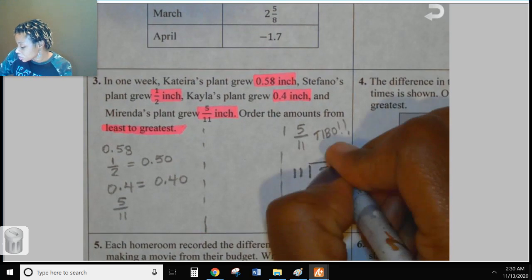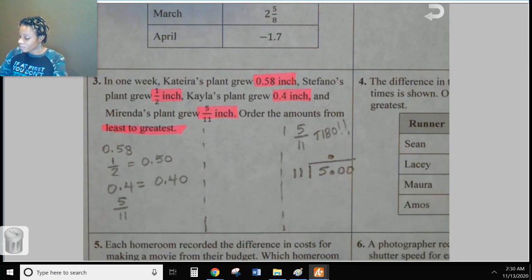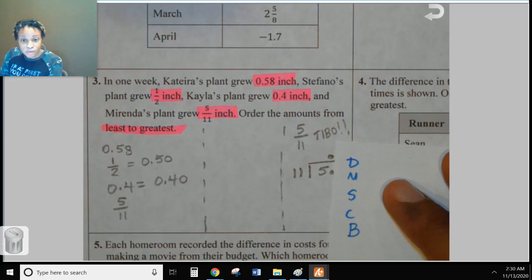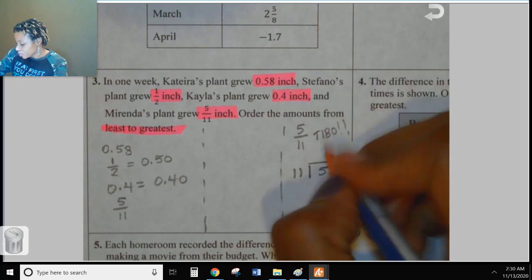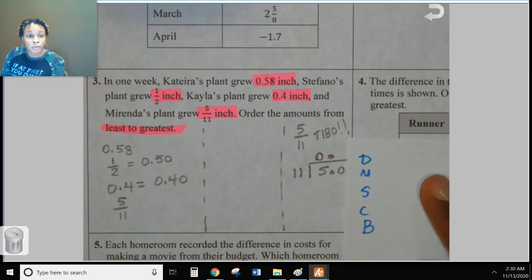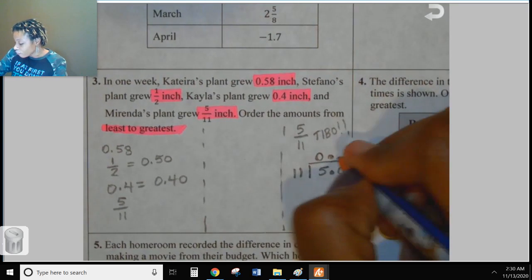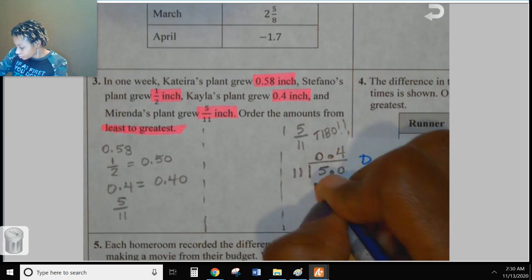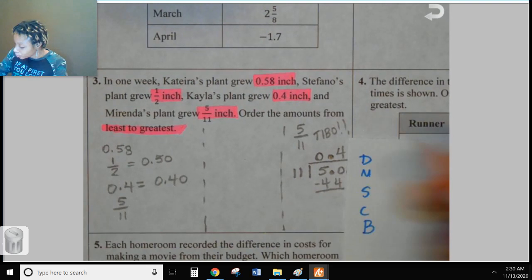I'm going to bring my decimal point up. I have my card I made from last time. Can 11 go into 5? That would be no, put a 0. Slide my paper over. What times 11 will get me closest to 50? Well, 11 times 5 is 55. That's too big, but we can go down to 4. 4 times 11 is 44. So then I have to regroup.